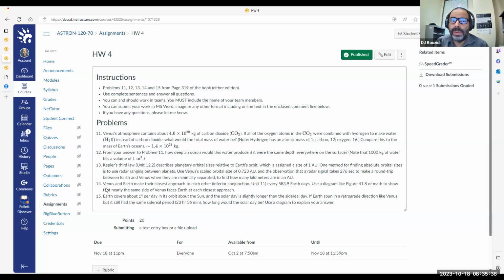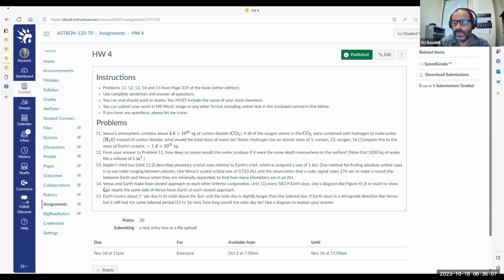This problem also gives you another thing: because the path of Venus is inside that of the Earth when it goes around the sun, they line up at inferior conjunction. Basically, it's the sun, then Venus, then Earth. Then 583.9 days later, they line up again.